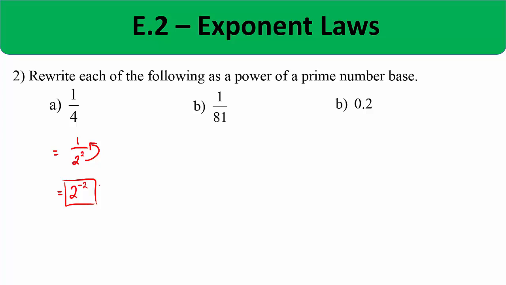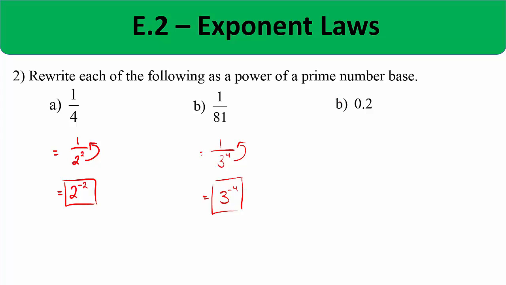Let's do the same thing with b. 81 is the prime number 3 raised to the power of 4. So we know that that's the same thing as 1 over 3 to the power of 4. So we rewrite this now as a prime number base. If we move this up to the numerator, we get 3 raised to the power of negative 4 using our property of exponents.